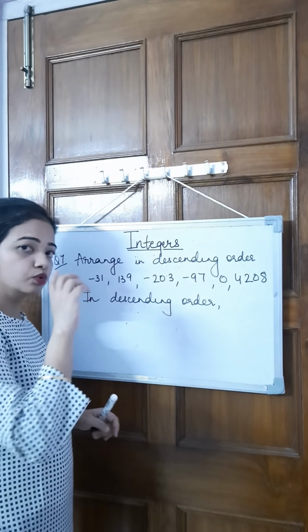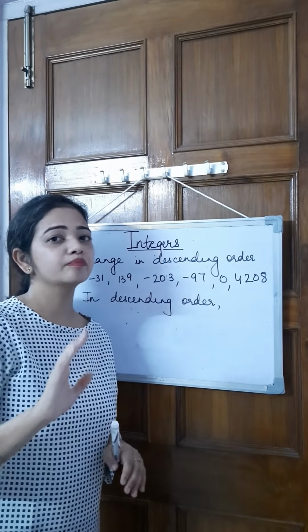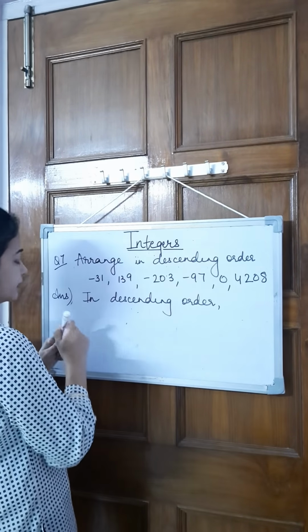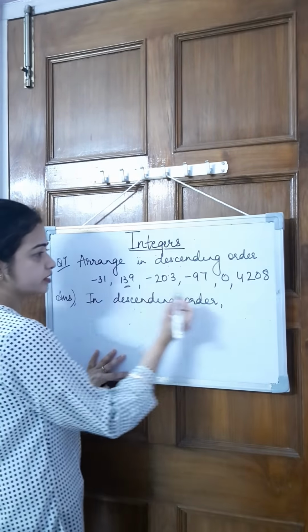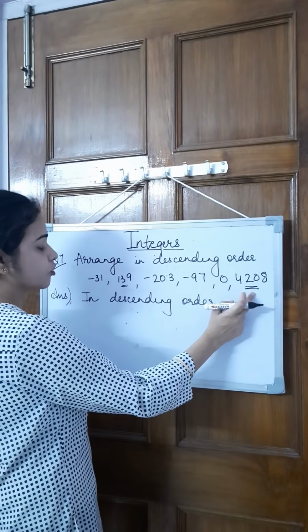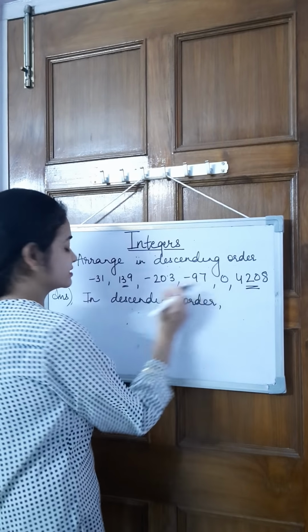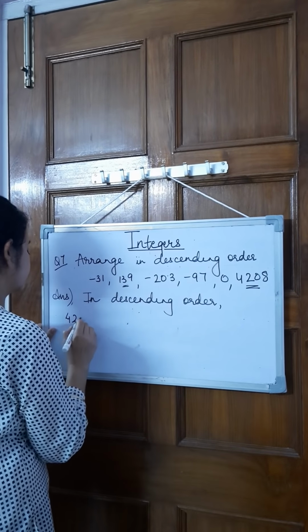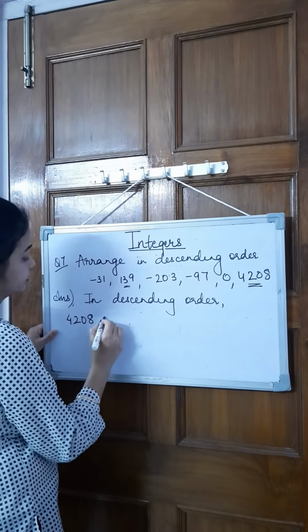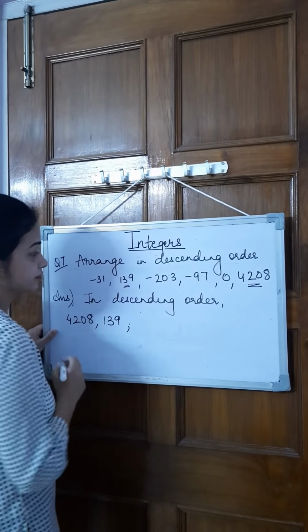We know the first thing is that all positive numbers are greater than the negative numbers. So let's take the positive numbers first. 139 is positive here and this number is positive here. Out of these two numbers, obviously 4208 is greater. So the biggest number here is this number. Then out of these two positive numbers, we will write the next positive number.